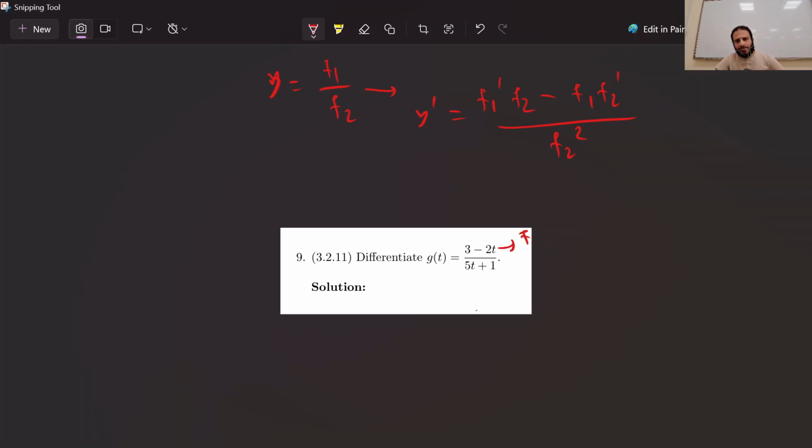Now this is f1, this is f2. So y prime, which is g prime, equals what? Equals minus 2. Derivative of f1 is minus 2. Good. Minus 2 times f2, 5t plus 1. Then minus 3 minus 2t, f2 prime, which is 5, over 5t plus 1 squared.